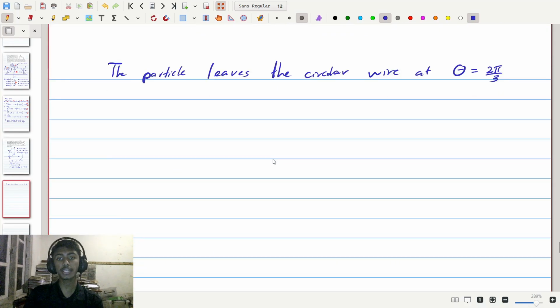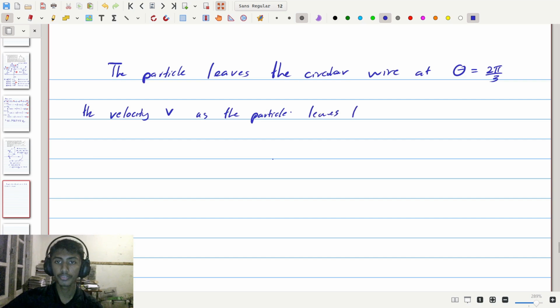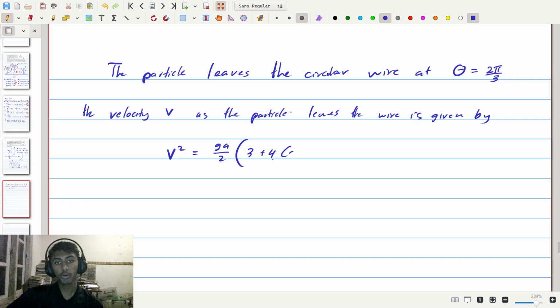So at this point, if it leaves at that point, then the velocity, let's say v, as the particle leaves the wire is given by, and then we can substitute into v squared is equal to ga over 2 times 3 plus 4 cosine theta, the angle 2 pi by 3. Substituting in 2 pi by 3.